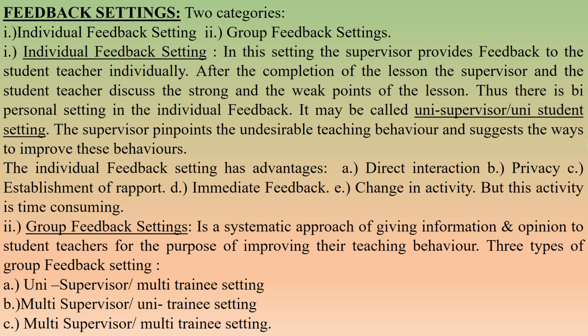Group feedback setting. The second category of feedback setting is group feedback setting, which is a systematic approach of giving information and opinion to student teachers for the purpose of improving their teaching behavior. There are three types of group feedback setting, namely uni-supervisor multi-trainee setting, multi-supervisor uni-trainee setting, and multi-supervisor multi-trainee setting.